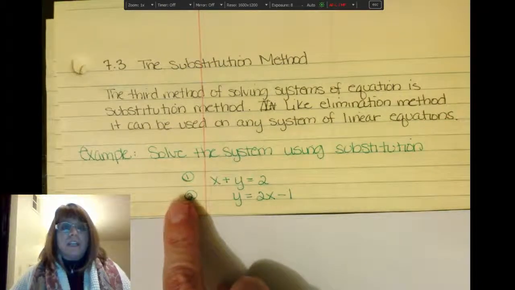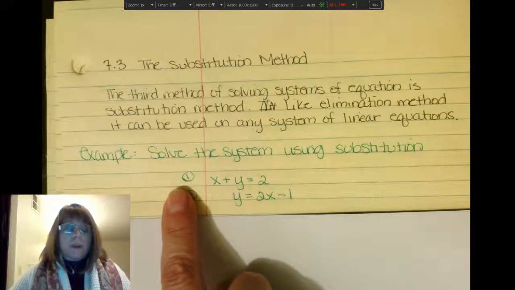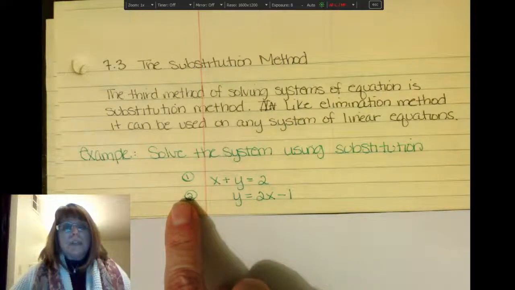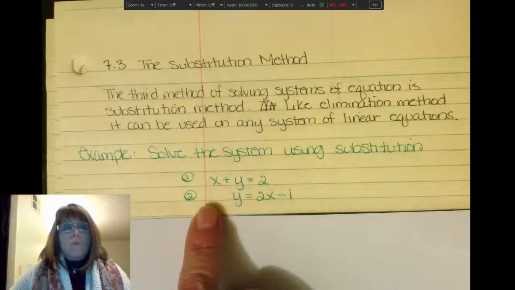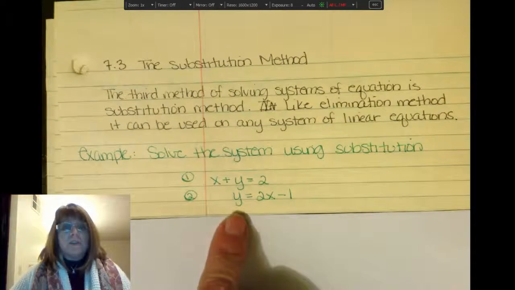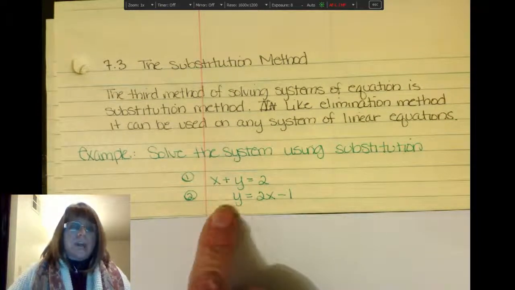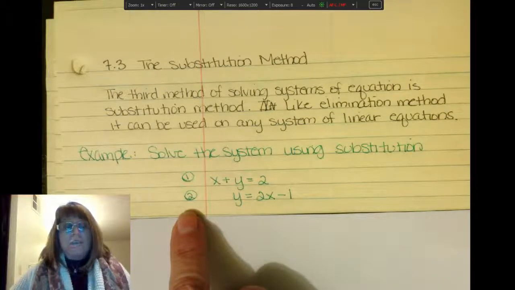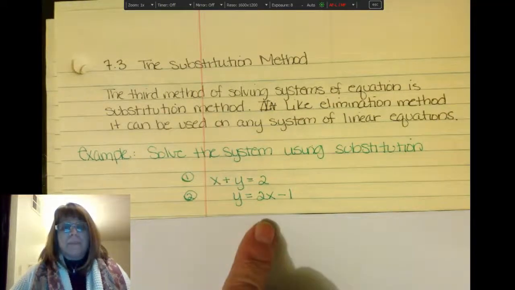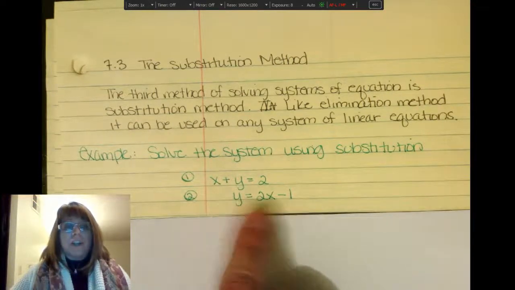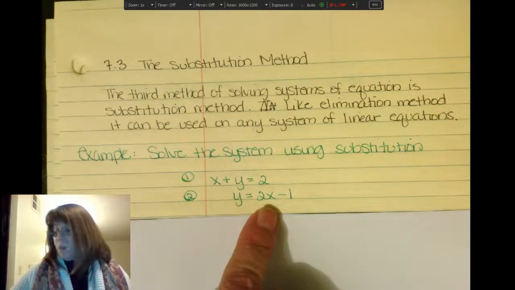I've labeled each of the equations, the first equation with a 1 and the second equation with a 2, because here's our system. For the substitution method, we're going to solve one of our equations for one of the variables, and then substitute what we solve into the other equation. For example, the second equation is already solved for y, y equals 2x minus 1. Now wherever we see a y in the first equation, we're going to input the 2x minus 1.